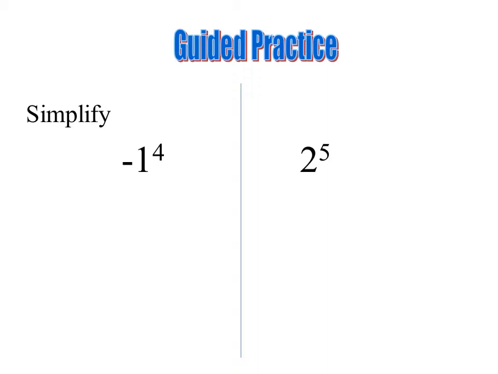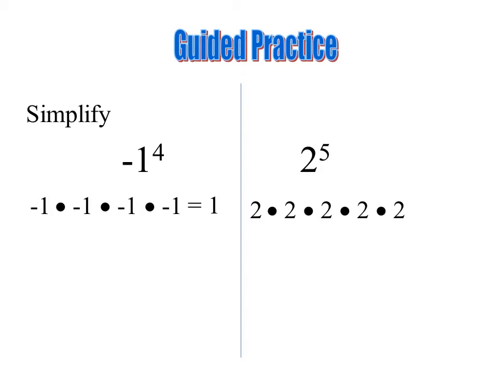How about this one? Negative 1 to the fourth power. Well, that's negative 1 times negative 1 times negative 1 times negative 1. Remember from the laws of integers, if the number of signs is even, my answer should be positive. So negative 1 to the fourth power is 1. 2 to the fifth power. 2 times 2 times 2 times 2 times 2. 2 to the fifth power is 32.